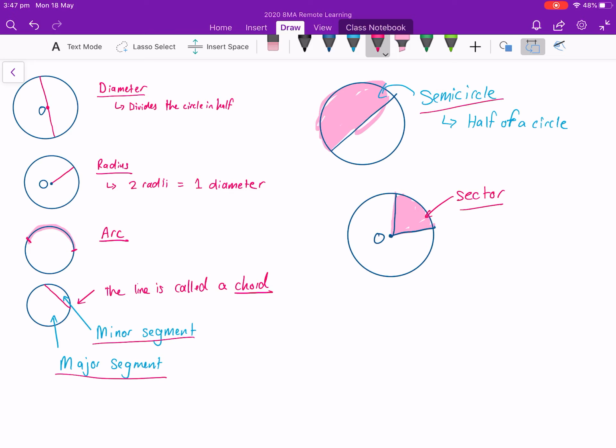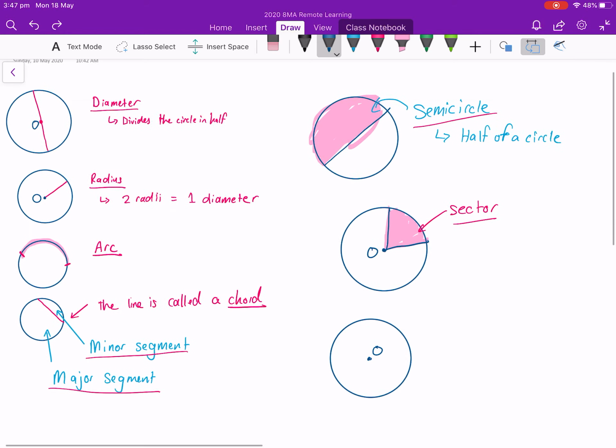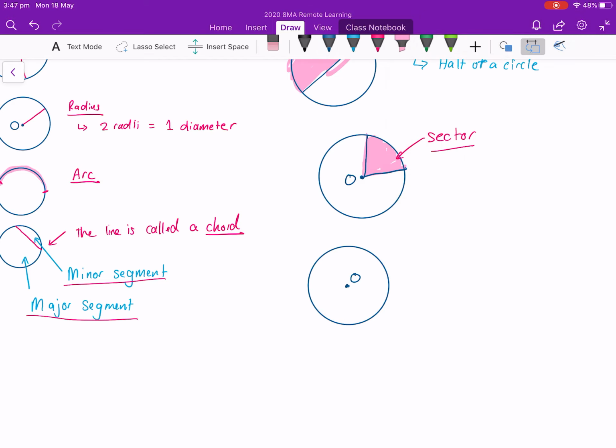All right, and our very last thing that we're going to look at today is if I had another circle and I had a straight line. Now I need to be very particular with this line. If I had a line that touches the circle at only one point, it doesn't cut through like this, which cuts through twice. If it just touches the circle at one point, this is a tangent.